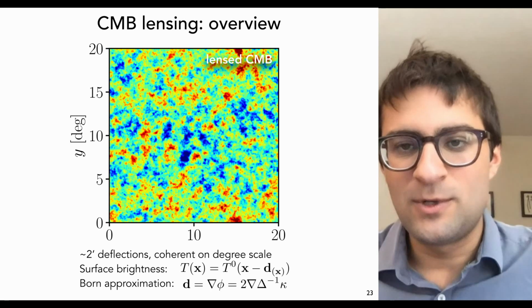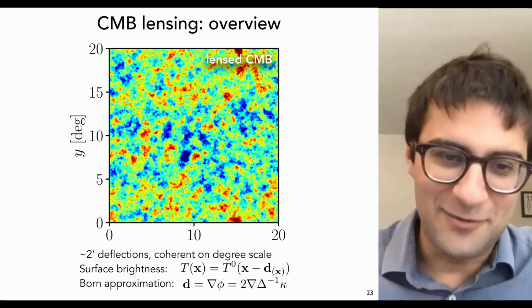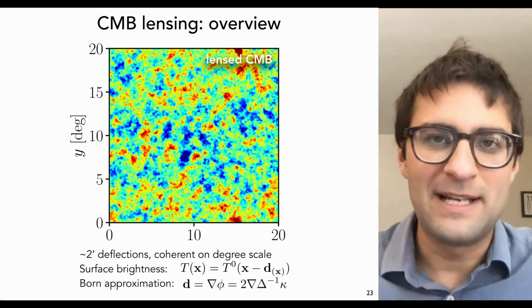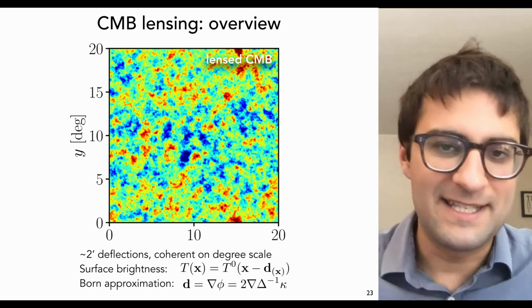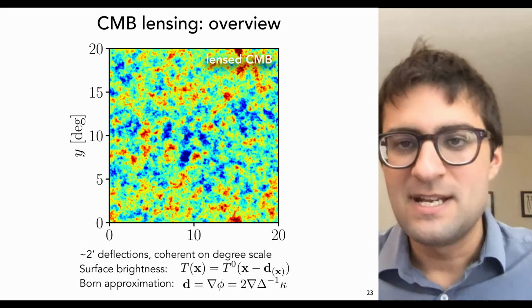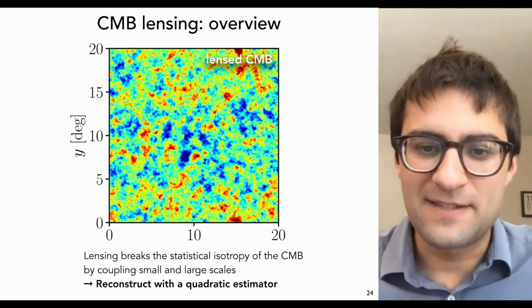And so ideally, you would look at the unlensed map, you would look at the lensed map, and you would look at the difference between these two. This would tell you about the lensing deflection. However, of course, in real life, you only get to see the lensed CMB. And so the way we reconstruct the lensing convergence is as follows.